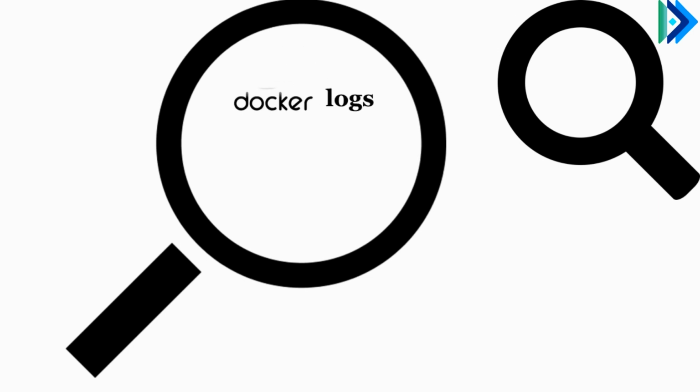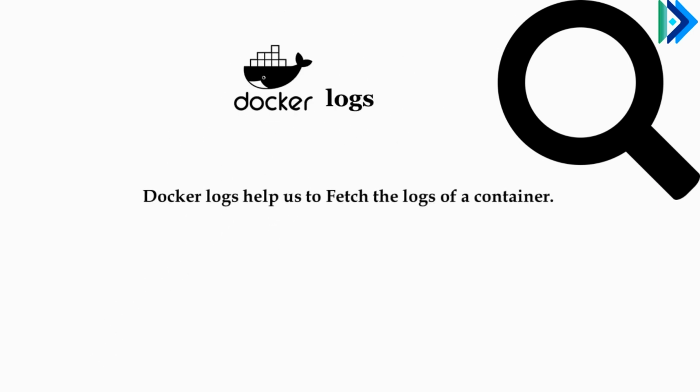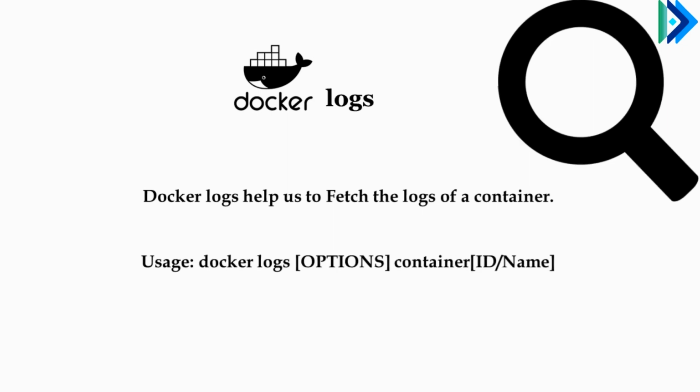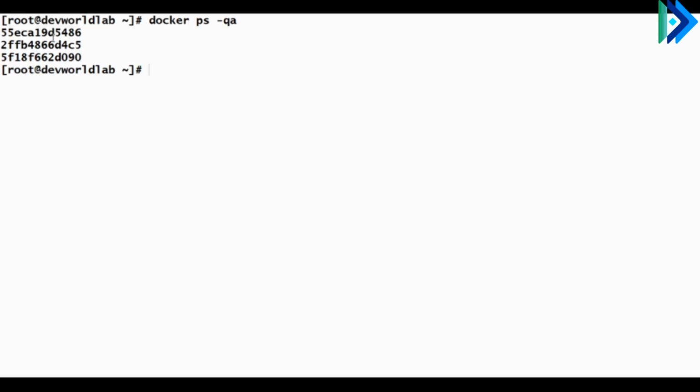Docker logs helps us to fetch the logs of a container. Docker logs are the console output of running containers. They provide the stdout and stderr streams of processes that run inside a container. Usage: docker logs option container ID or name. In terminal, type docker logs container ID. This command will list all logs for the specified container.